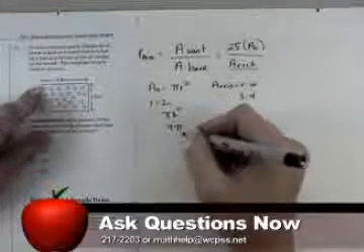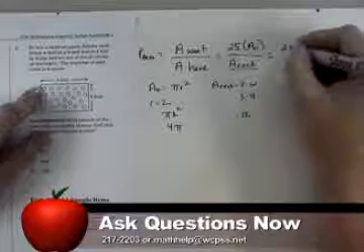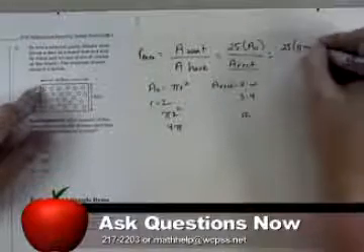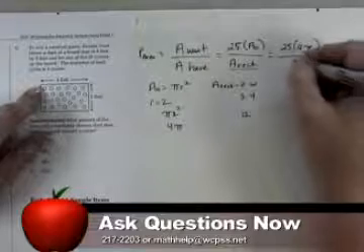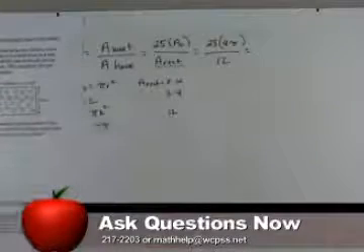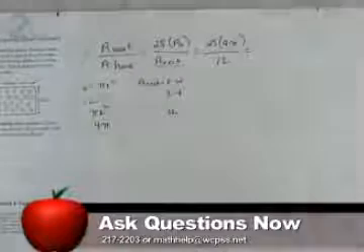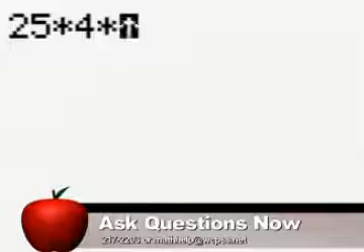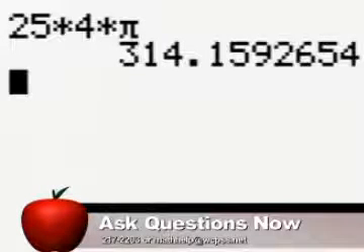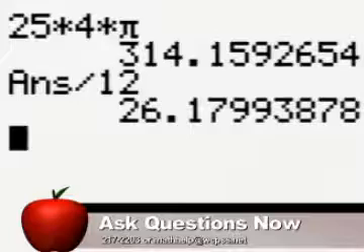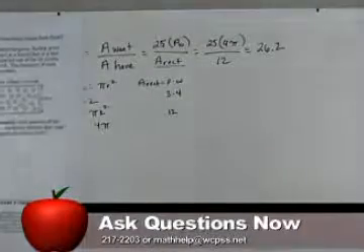All right, so now we're going to put these back into our problem. 25 times the area of the circle, which was 4 pi, divided by the area of the rectangle, which was 12. We type that into the calculator. 25 times 4 times pi, that answer divided by 12 equals 26.2. And look at our answers. B. Isn't that beautiful? Rounded to 26%.